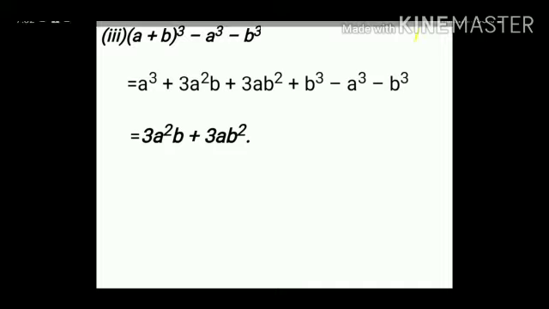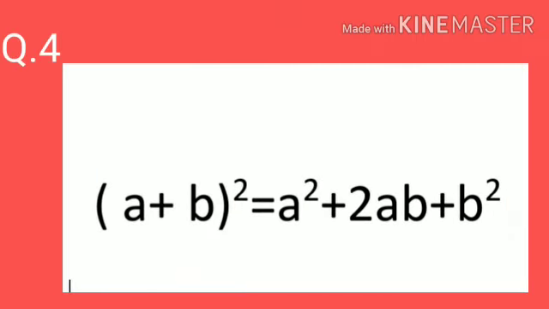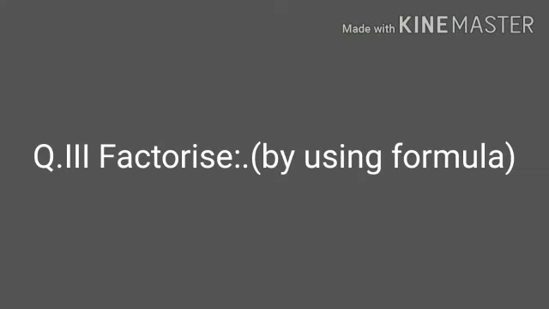Question number 4 is the formula, children. (a plus b) the whole bracket raised to square equal to a square plus 2ab plus b square. Everyone remember this formula, children. It's important to solve the simplification. Now, question number 3, factorize by using formula.